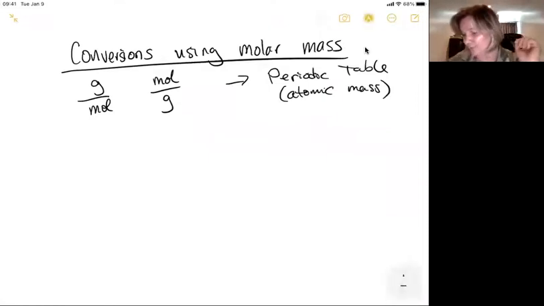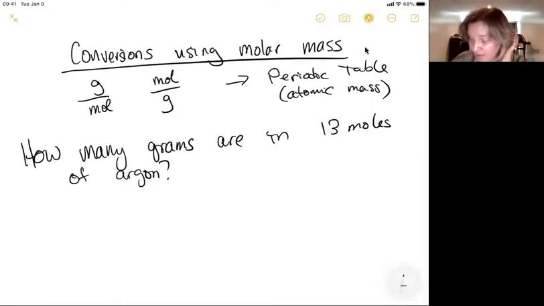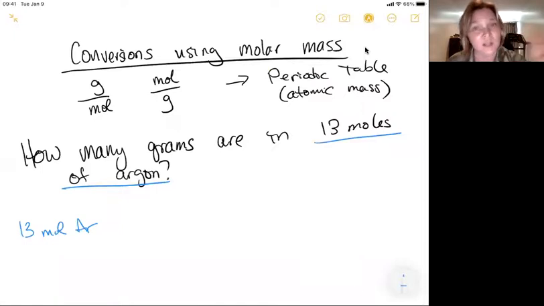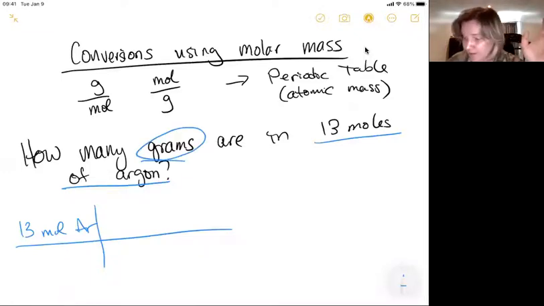And if I ask how many grams are in 13 moles of argon. So again, you want to start with the data that you're given, 13 moles of Ar, and you put that on the left-hand side, make room for your conversion factor, and on the right-hand side, the unit that you're asked to find, how many grams, so that's g. And now I want moles on the bottom, and it's always per 1 mole.